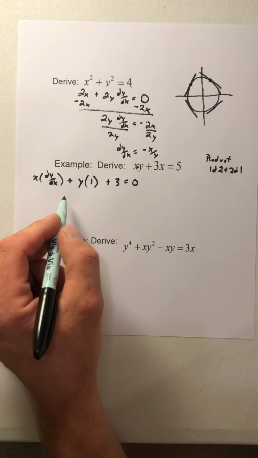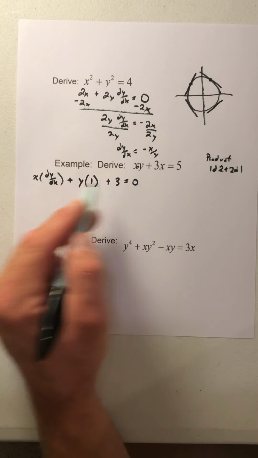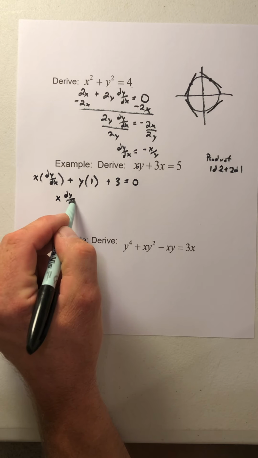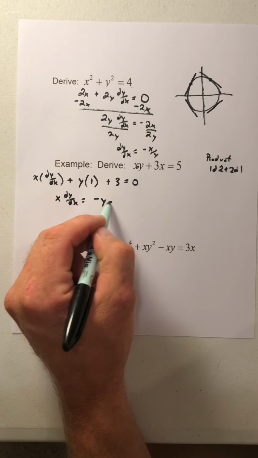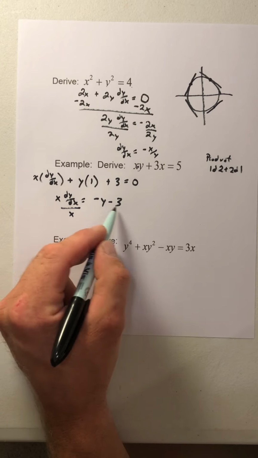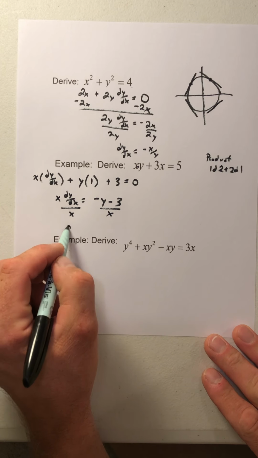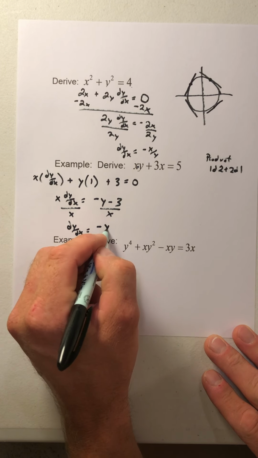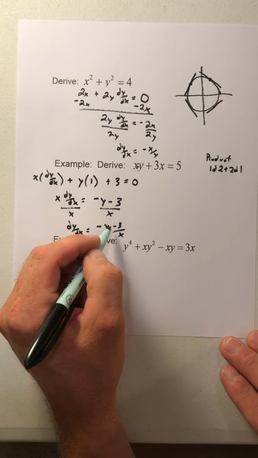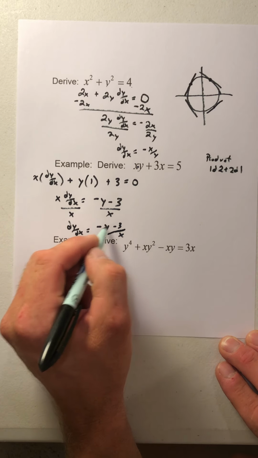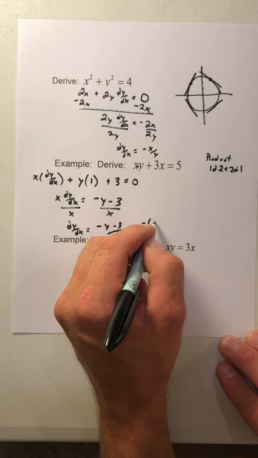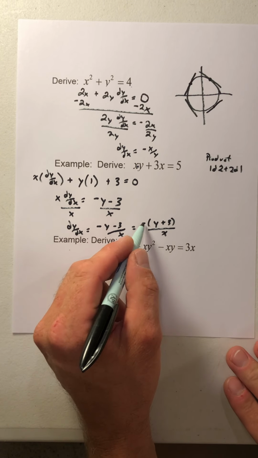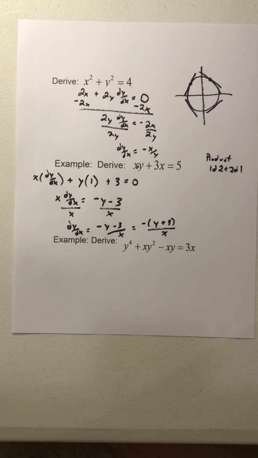We're going to go ahead and solve for dy/dx. So I'm going to subtract my y, subtract my 3, and then divide by x. So x dy/dx is going to equal negative y minus 3. Divide by x. Marker's running out there, isn't it? So dy/dx is going to equal negative y minus 3 over x. Now, in multiple choice, we could see a negative pulled out of that. So we could see the negative of y plus 3 over x. And again, we could pull that negative out to the outside.